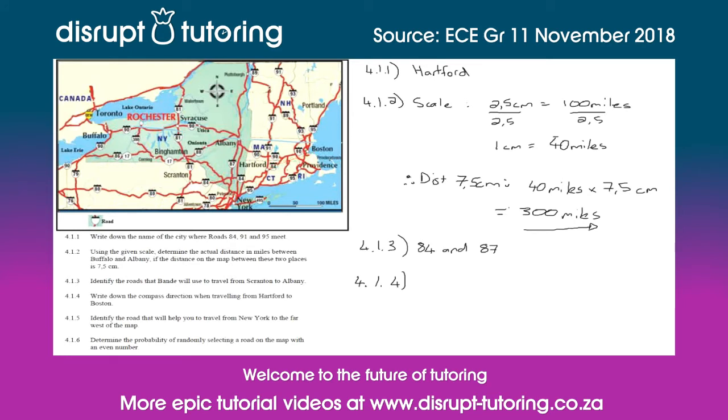Now we need to identify where the compass is on the map. You can see here is the compass, so north is up. If you see, from Hartford to Boston is in that sort of direction. You can see it goes from there to there. So on the compass it's like that. It's this line that goes between north and east, which is known as northeast. So the answer here is northeast.